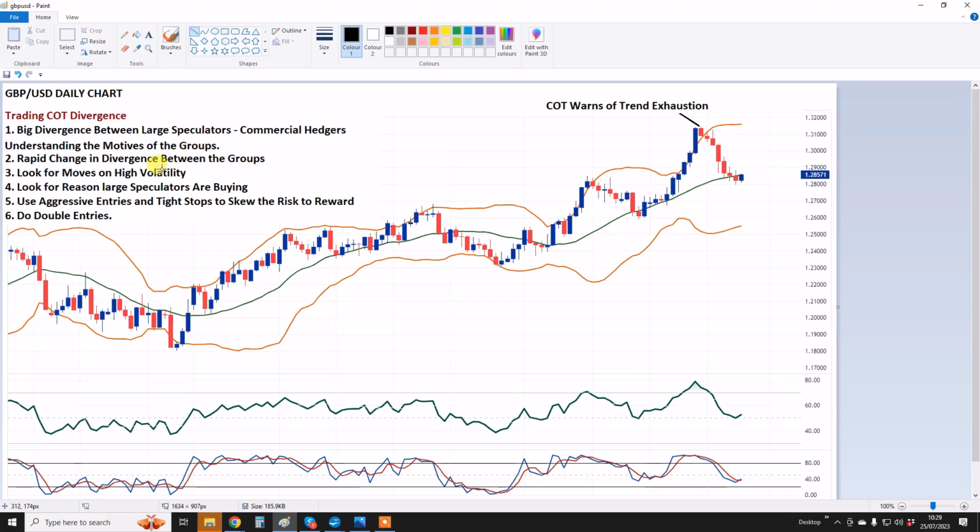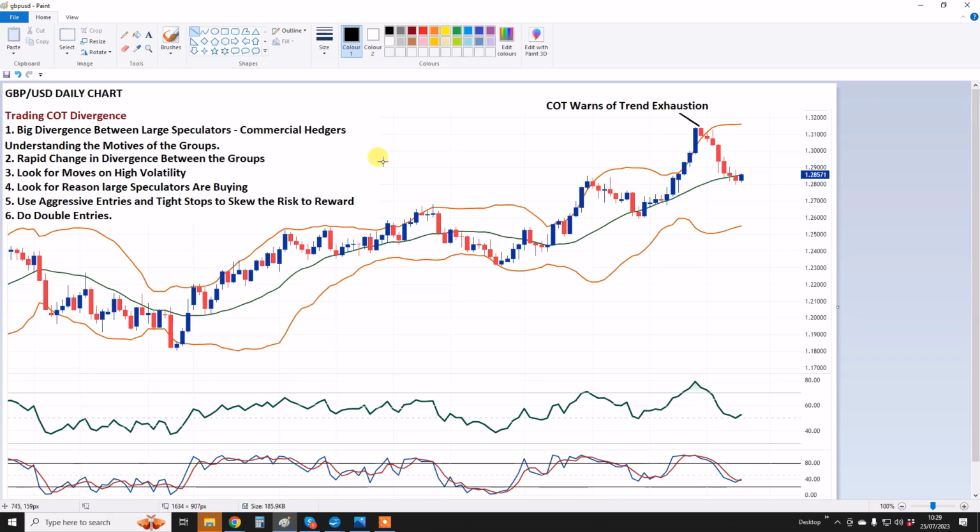So they're building up positions heavily against each other, which we had in the British pound, and moves on high volatility. We get a high volatility move up here. You want to look for the reason large speculators are buying in this pair or selling, if they're heavily short.